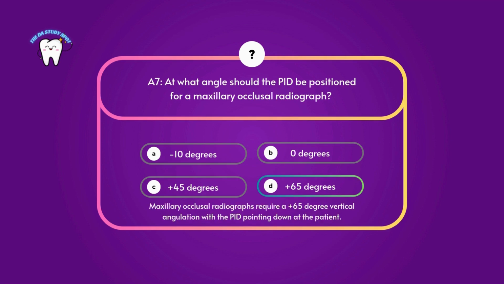The answer is D. Plus 65 degrees. Maxillary occlusal radiographs require a plus 65-degree vertical angulation with the PID pointing down at the patient.